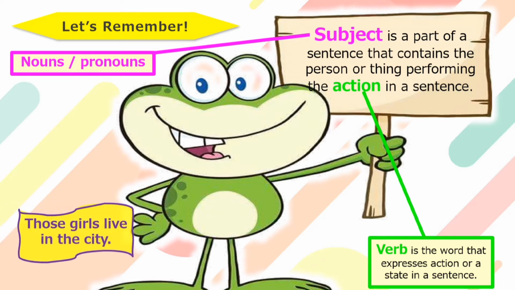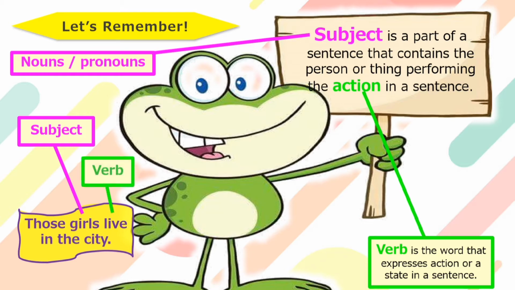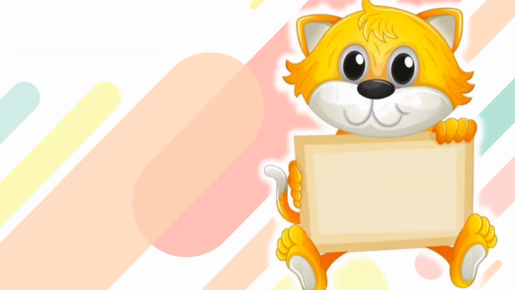Let's take this one as an example. Those girls live in the city. What are we talking about? We are talking about the girls. So, this is our subject. And we have an action word here, which is live. And that is our verb.